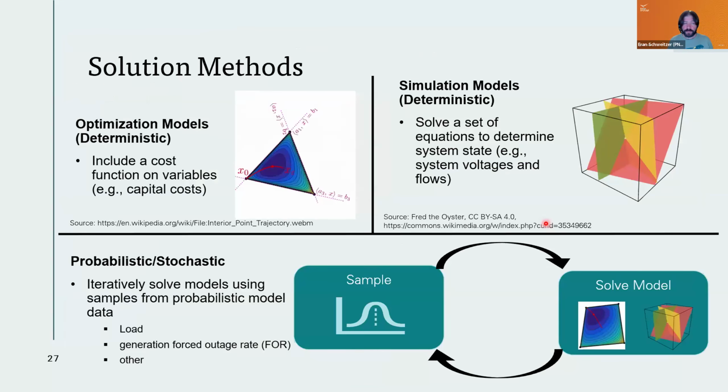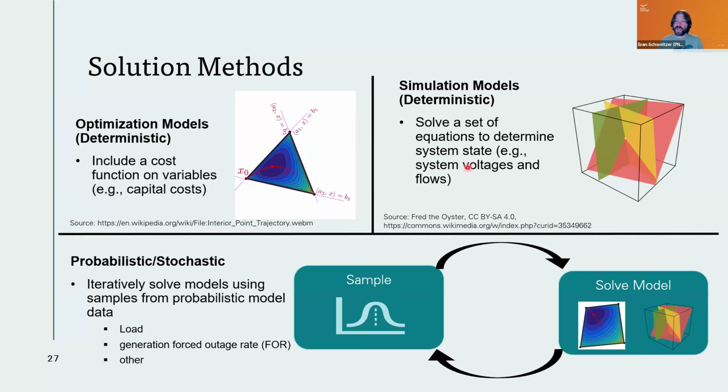And then our last piece are the solution methods. And we have two general ones. One is our optimization models, and I'm highlighting deterministic because of what I'll get to at the end of this slide. So in an optimization model, we have some sort of a cost function that is associated with variables. This can be capital cost of building something. It can be operational costs or fuel costs. And we're trying to solve an underdetermined problem to find an optimal solution.